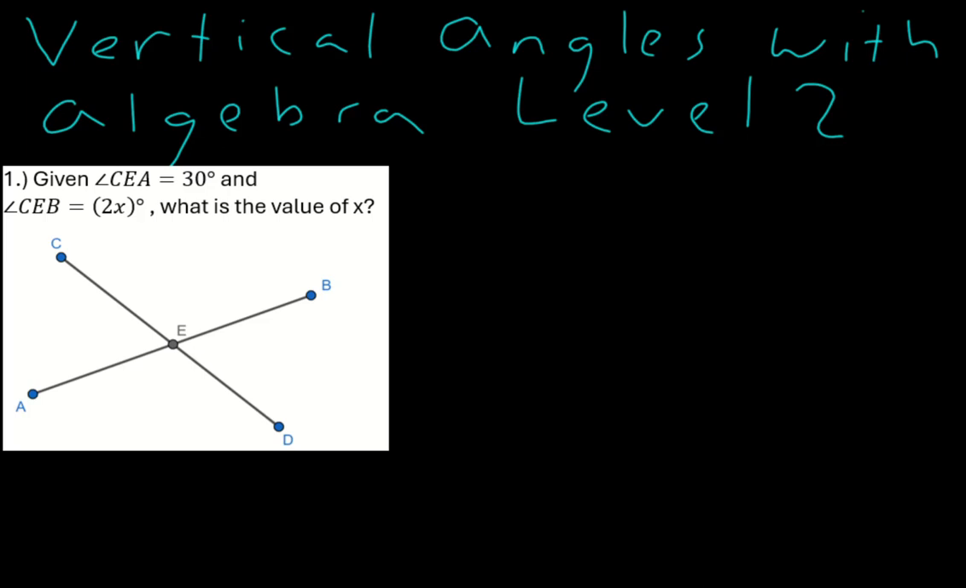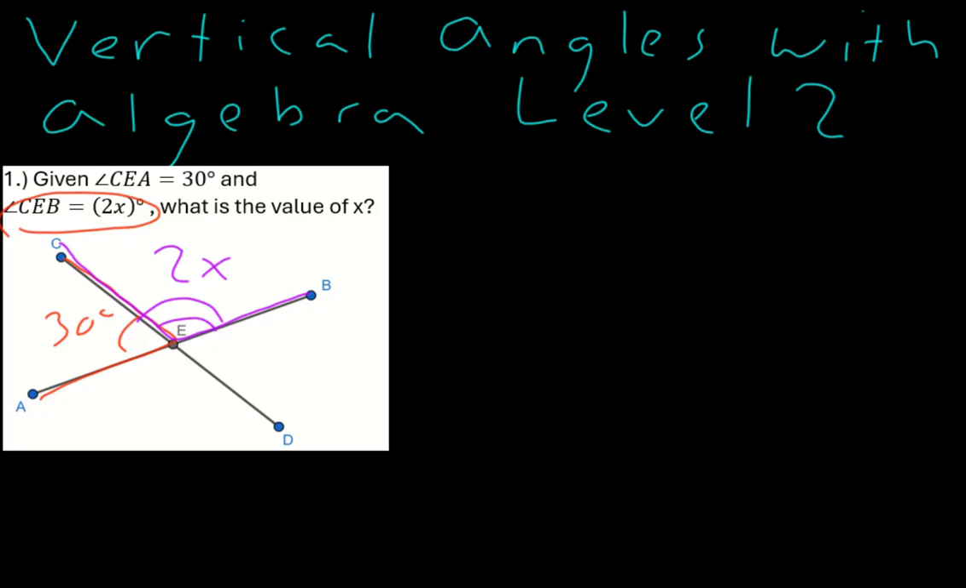Now here we have example 1. Let me go ahead and switch colors here. Given angle CEA, from C to E to A, is 30 degrees. And given angle CEB, well wait a second, angle CEB is going to be this one right here, from C to E to B, is 2x.